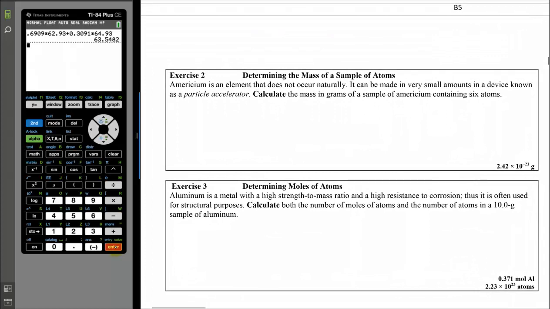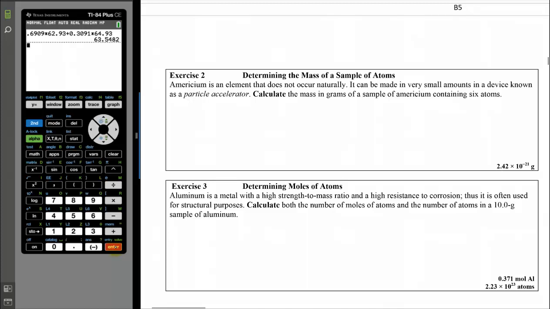All right. Now exercise 2 on this packet as it's printed here, it talks about an element that I'm actually not even sure if I'm pronouncing this right. I think it's Americium, but it's named after America anyway. And it's a synthetic element. So it says here this is an element that does not occur naturally in the world, in the universe. But we can make it. So we make it in a device called a particle accelerator, which is pretty amazing and huge. Won't get into that here.